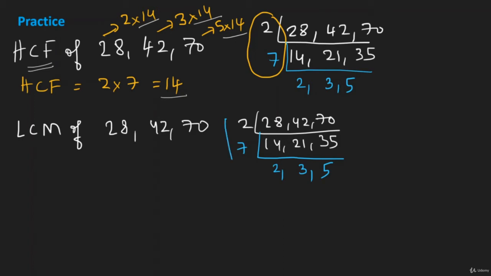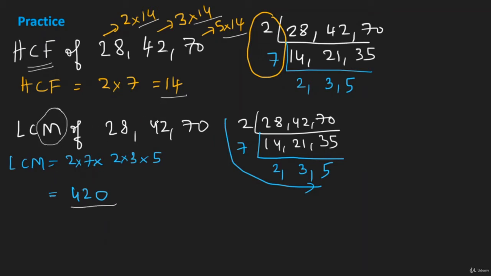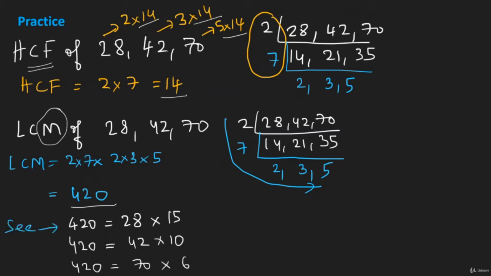And my LCM is the product of all these numbers. That is, the LCM is equal to 2 into 7 into 2 into 3 into 5, and you will get that as 420. Now, as it says in the word LCM, 420 is a multiple of 28, 42 and 70. Let's observe. You can write 420 as 28 into 15 or 42 into 10 or 70 into 6. Therefore, it's a multiple of 28, 42 and 70, and it is the least common multiple. That's why it's the LCM of 28, 42 and 70.